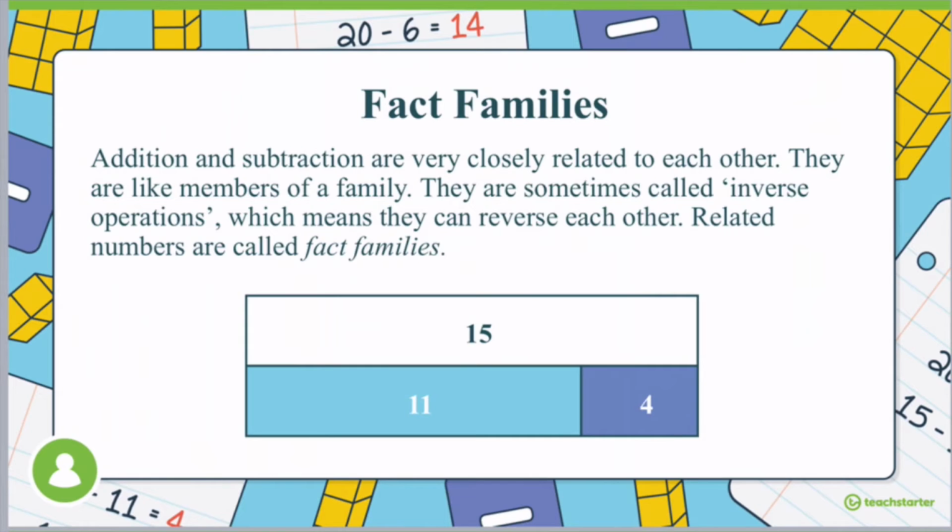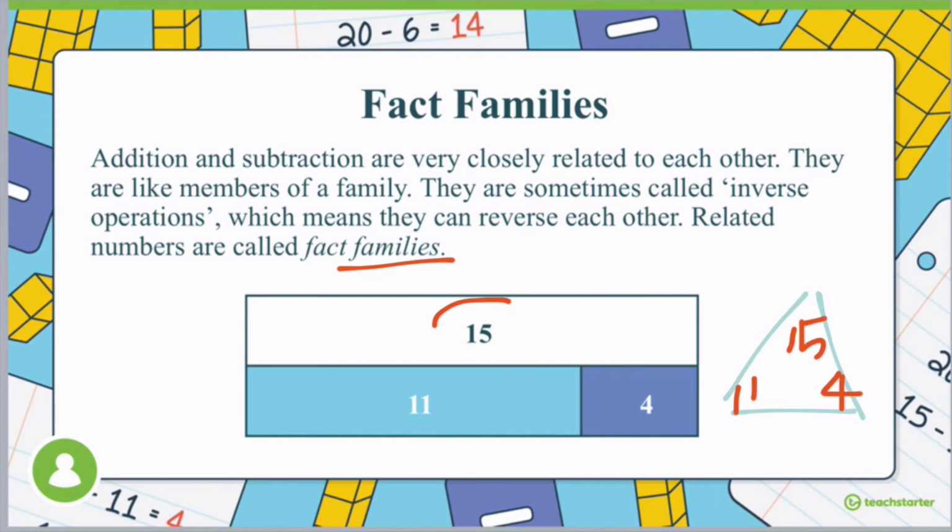We're going to just do a really quick refresh on fact families, which we talked about yesterday in the fact family triangles, where they looked more like this, and we had our 15, 11, and 4. It's the same thing, just a different way of showing it. So addition and subtraction are very closely related, as we know. They are like members of a family. They are sometimes called inverse operations, which means they can reverse each other. Related numbers are called fact families.